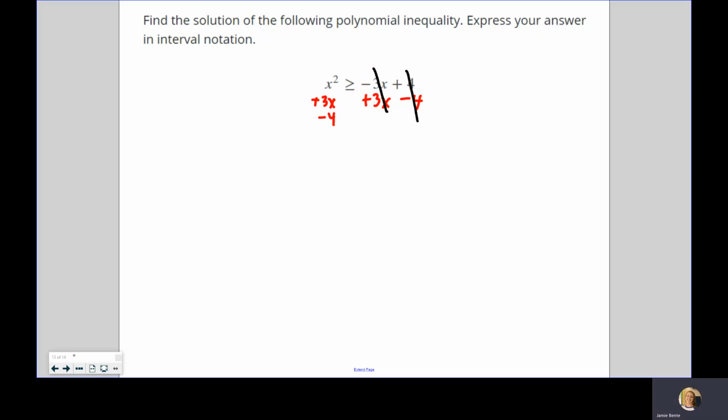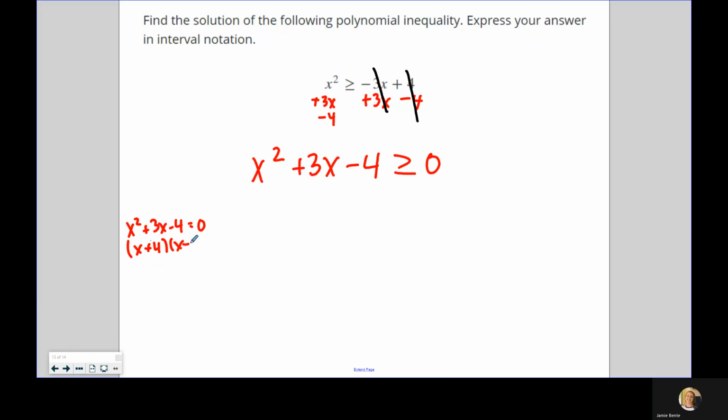So that's going to cancel. You have x squared plus 3x minus 4 is greater than or equal to 0. All right, so the first thing I need to do is find the zeros of this function. So I'm going to go over to the side, set it equal to 0 and solve it. So we're looking for factors of -4 that add to 3. So I think we could do x plus 4 and x minus 1 equals 0. Set those both separately equal to 0.